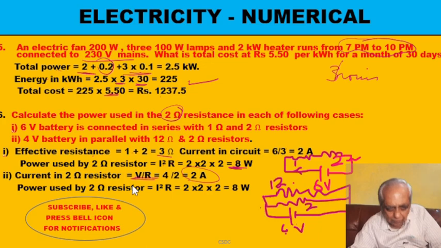Now power used is I square R. I can use any formula. I can also use V into I, and if I use V into I I will get the same answer. What is the voltage? 4. What is the current? 2. So 4 times 2 is 8. So this is the power used in the 2 ohm resistance, 8 watt.